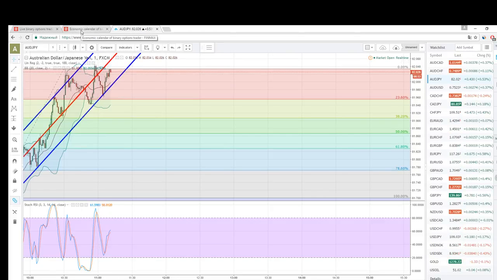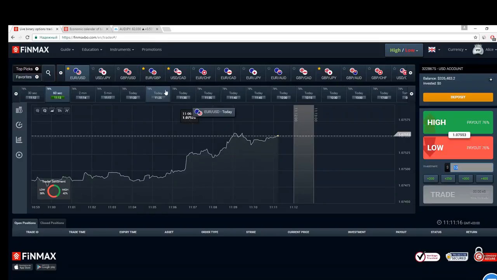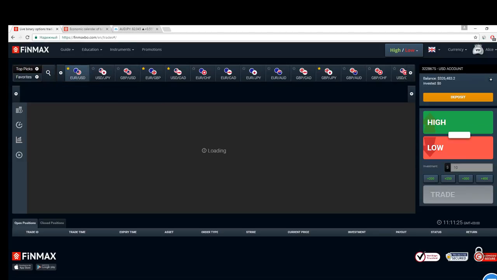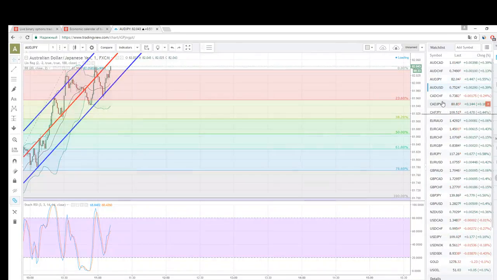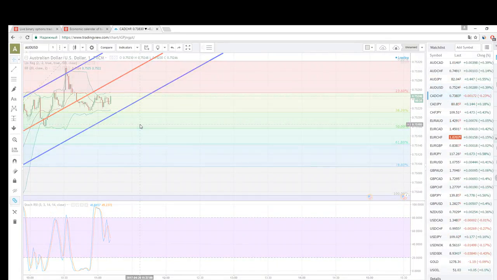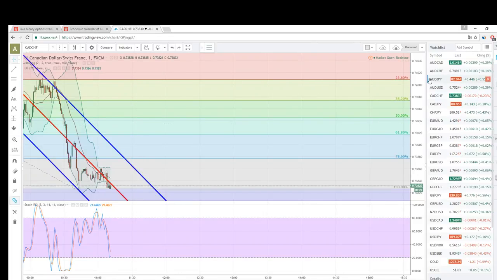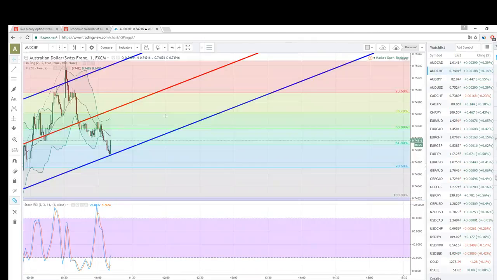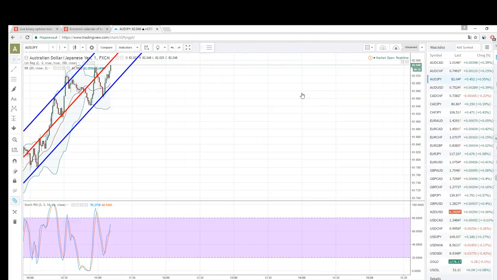Here is a pretty interesting case to enter. Australian dollar to Japanese yen. Out of trading hours. Okay, let's switch to something else. I will remove it from the chart. Okay, something was here.